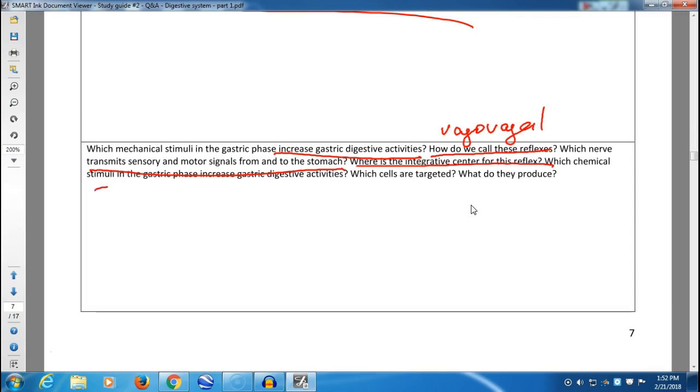Chemical stimuli. Chemical stimuli in the gastric phase that increase digestive activities. High pH, and just chemicals in the stomach. Which cells are targeted? Enteroendocrine cells. They produce gastrin.